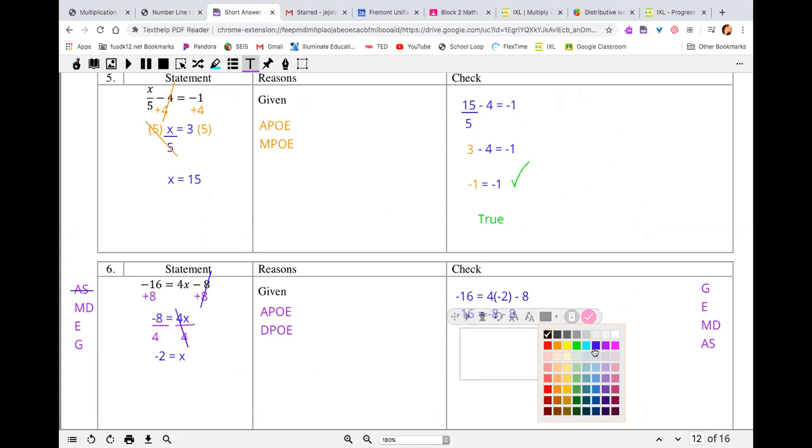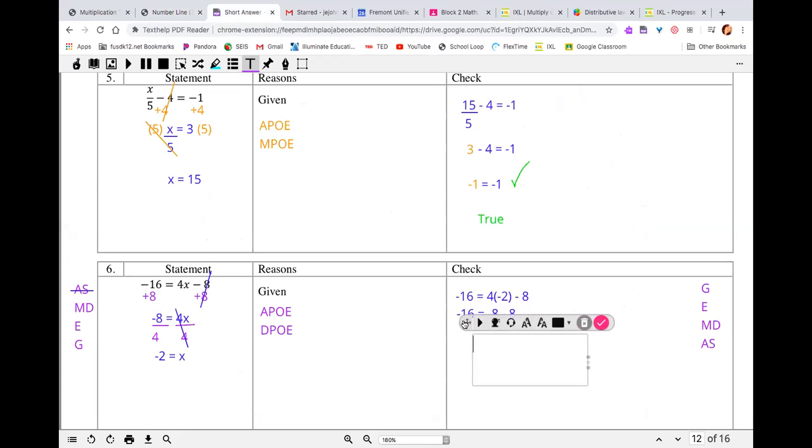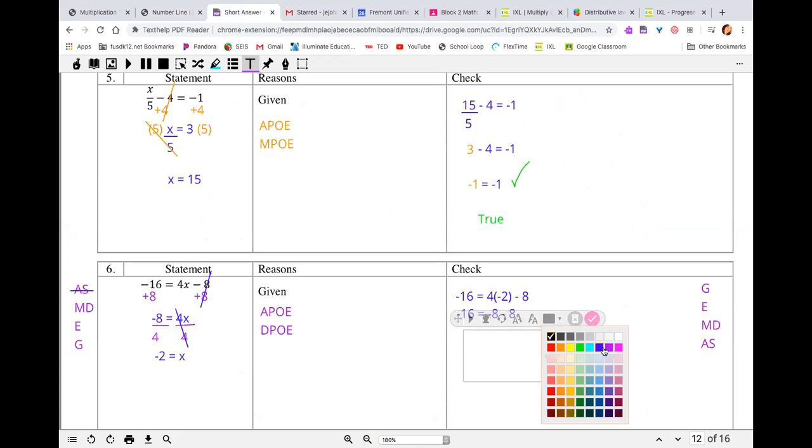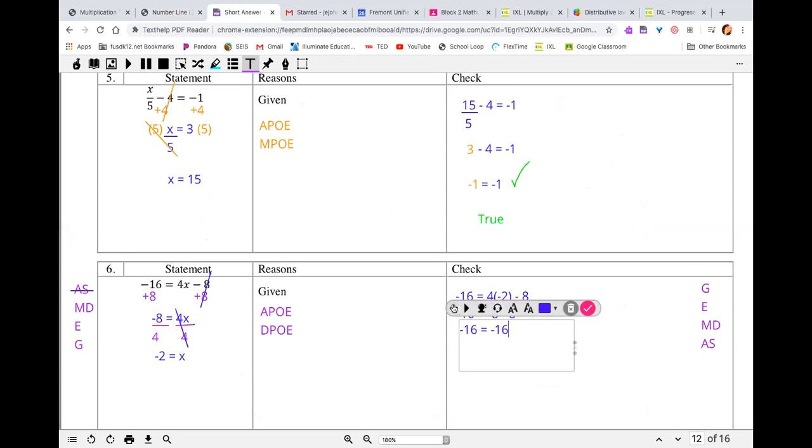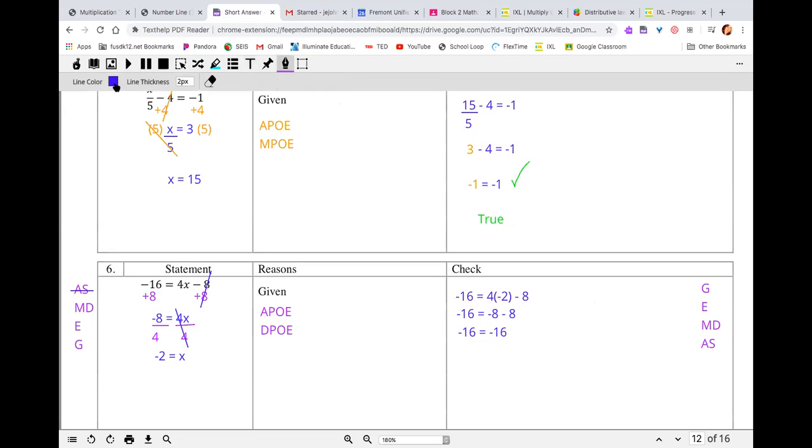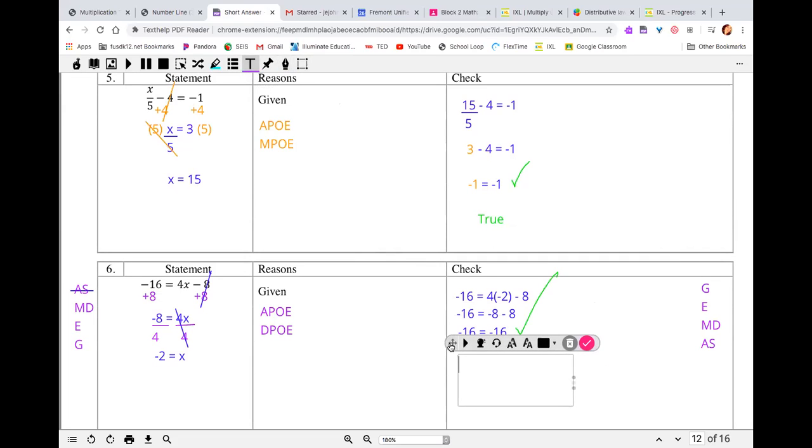Over here, we have -16 equals -16. Do they match? Yes. Cool. What am I going to do now? Put a check mark and then put true after. All right. Yay, I did it. That is true. So we're all done with number 6.